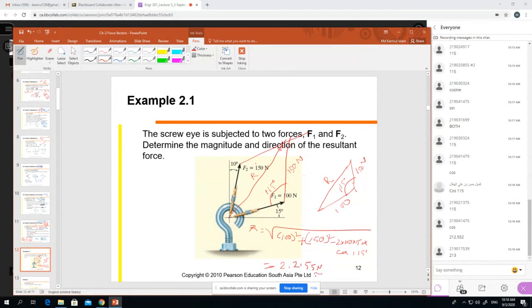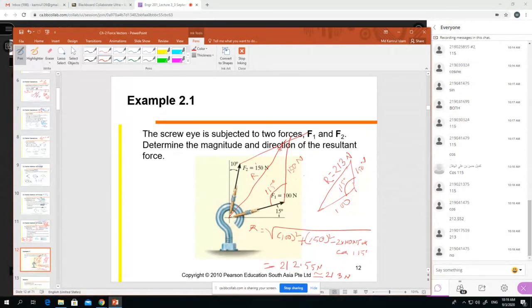No problem. If you want to round off, 213 is also okay, right? So we already got the result, 213 Newton. Any question so far?